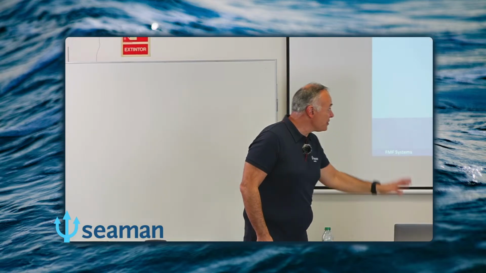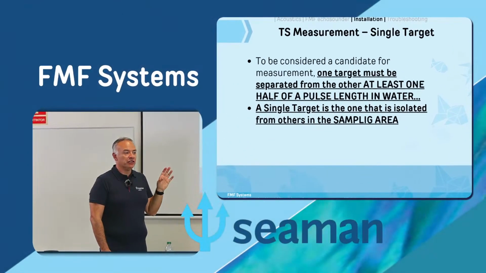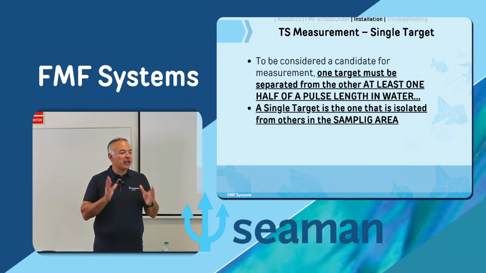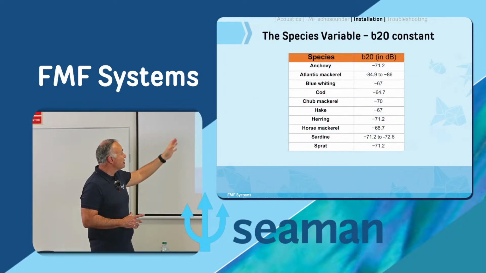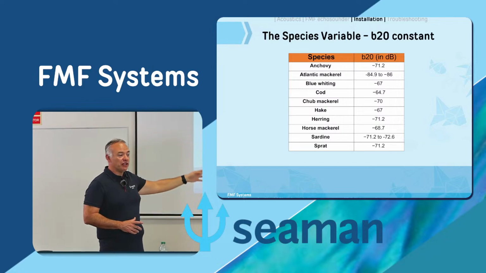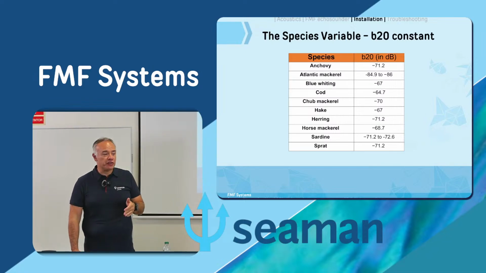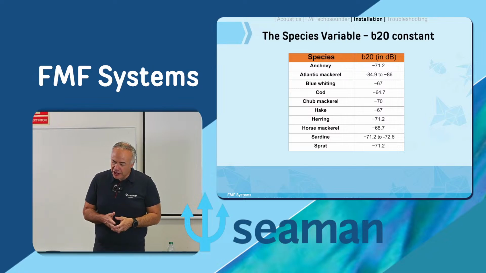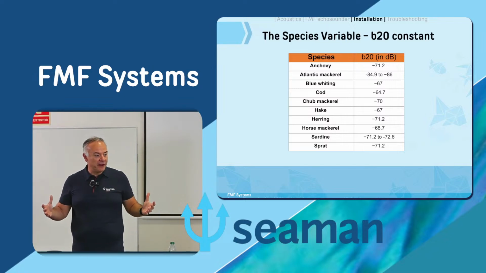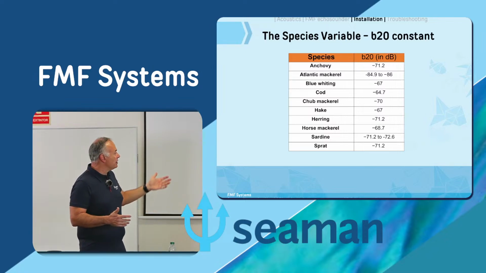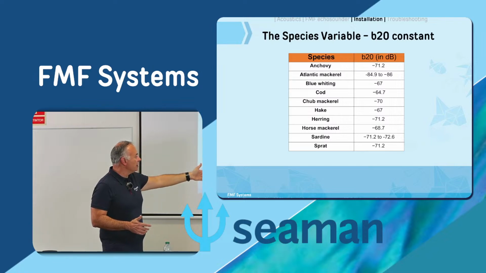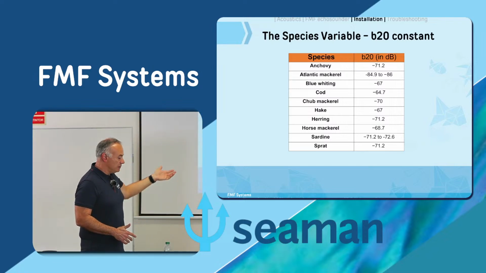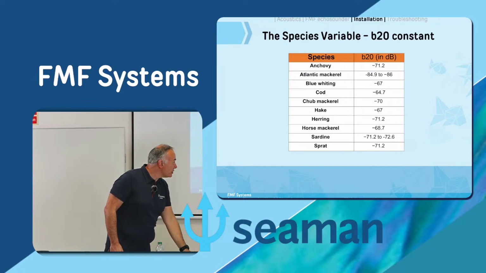So the thing is, you have to remember there's no one formula for all fish. Yes, the formula is the same, but since the constant varies with the species, you will not be able to measure all of them accurately. If you apply one constant, then depending on what you're measuring, there's going to be some bias.